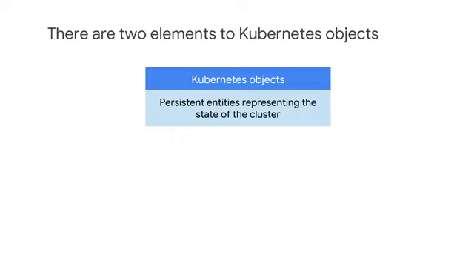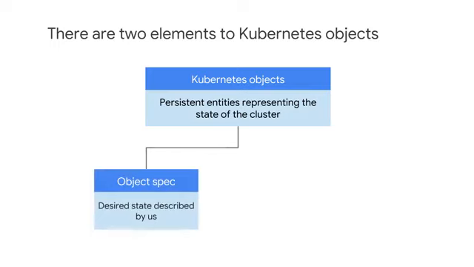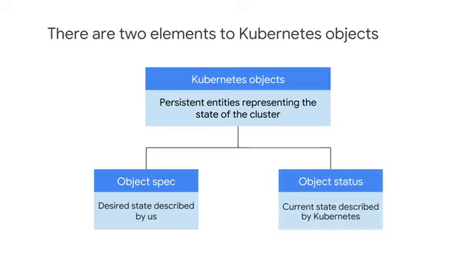Various kinds of objects represent containerized applications, the resources that are available to them, and the policies that affect their behavior. Kubernetes objects have two important elements. You give Kubernetes an object spec for each object you want to create. With this spec, you define the desired state of the object by providing the characteristics that you want. The object status is simply the current state of the object, provided by the Kubernetes control plane.